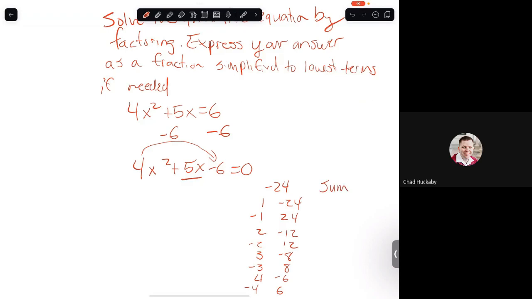So we take those sums. Negative 24 plus 1 is negative 23. Negative 1 plus 24 is 23. 2 plus a negative 12 gives us negative 10. Negative 2 plus 12 is 10. 3 plus a negative 8 is negative 5. Negative 3 plus 8 is 5. 4 plus a negative 6 is negative 2. And negative 4 plus 6 is 2. Which pair of those factors gives us a positive 5? Well, that's negative 3 and 8.